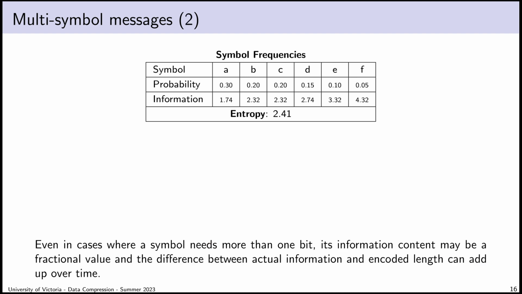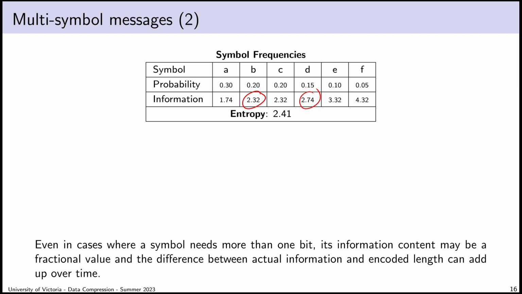So even in cases where a symbol needs more than one bit, of course, previously I was talking about things like, what if we have a symbol whose information content is 0.1? Well, obviously the rounding error is going to be bad in that case. We can only give it a code of length 1, even though it deserves a code of length 0.1. But even in cases where the information content is greater than 1, so I don't know, 2.32 or 2.74, we're still going to have a rounding problem. Round up, round down, whatever. We're still going to have this impact of rounding over time, and that difference can add up.